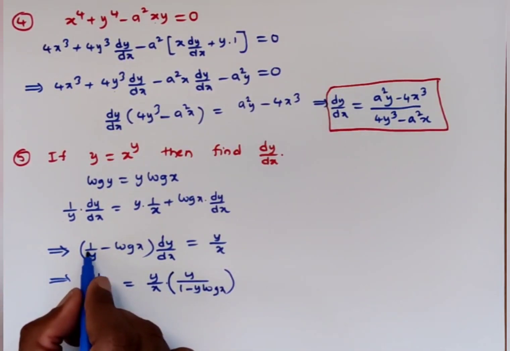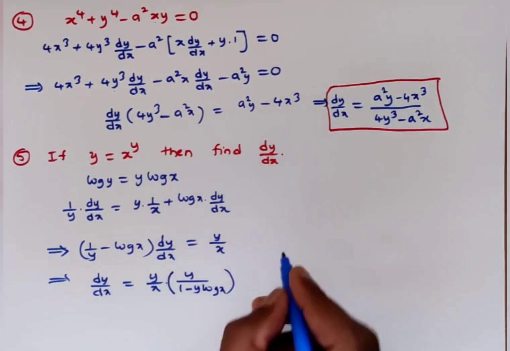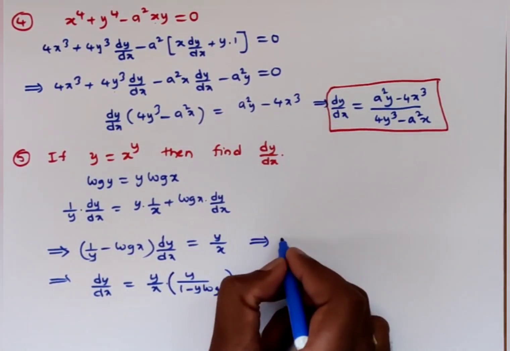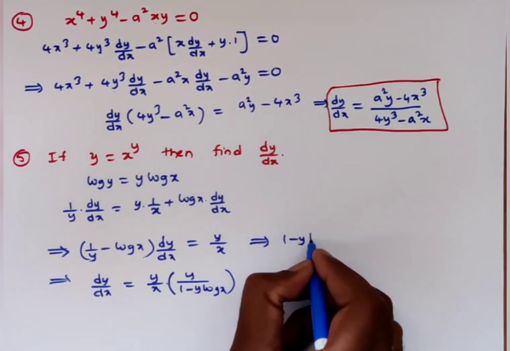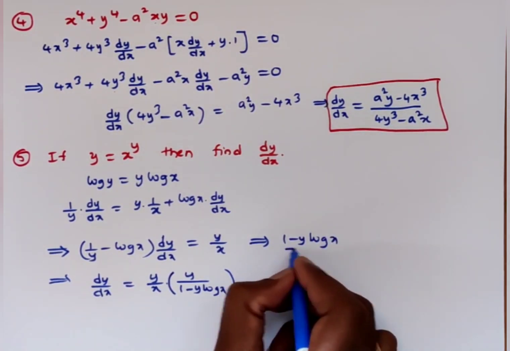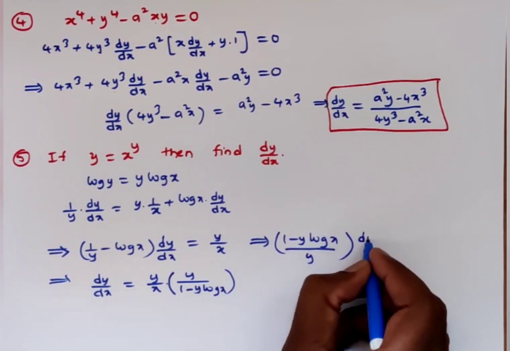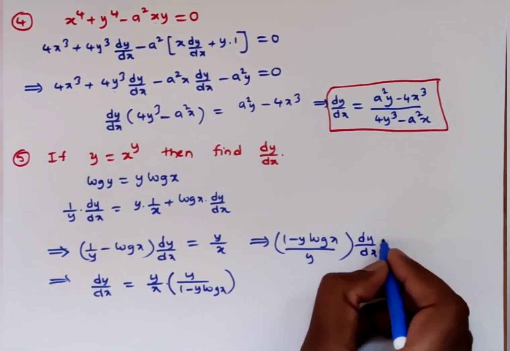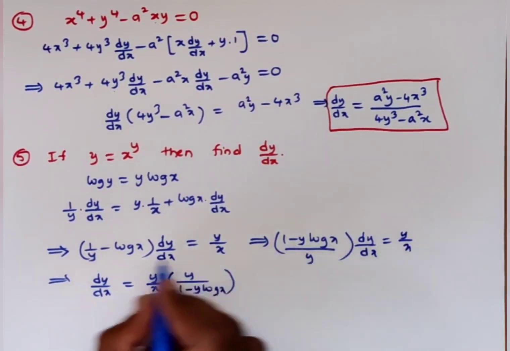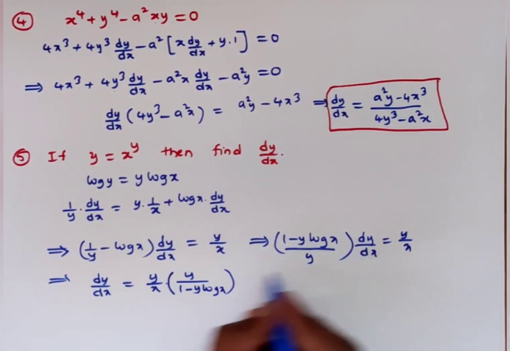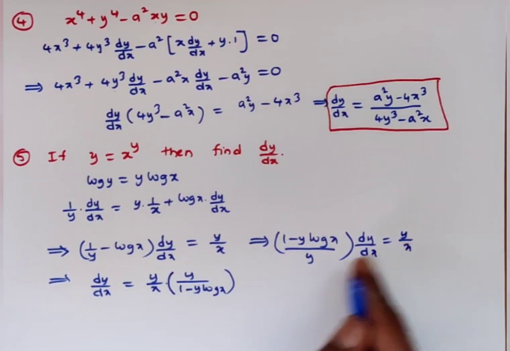See this is 1 by y minus log x. Here simplify. So this is actually 1 minus y into log x by y into dy by dx, which is equals to y by x. Now dy by dx equals to y by x is as it is.